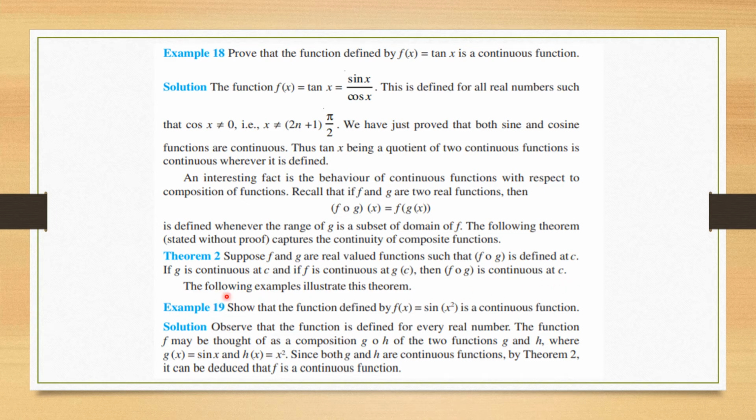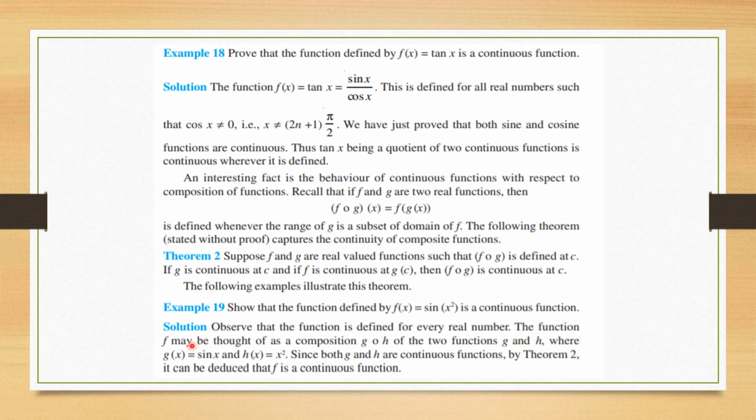Let us take an example to see. Show that the function defined by f(x) equal to sin x square is continuous. Now you know this sin x square is a composition of two functions. One is sin x and the other is x square. Observe that the function is defined for every real number. It is not non-existing at any point.